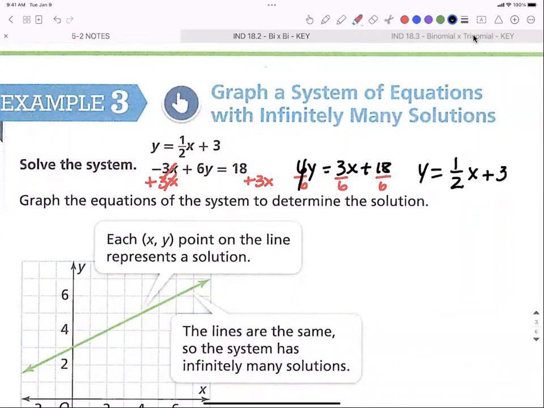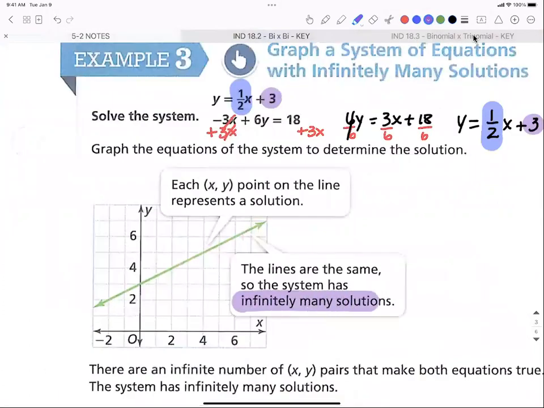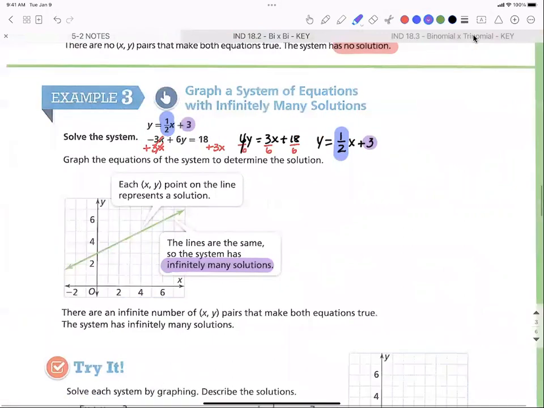Well, now you should notice, right? You've got slope of a half, slope of a half. You've got a b of 3 and a b of 3. So it would make sense that when we graph them both, you can't even tell the difference. They're both there, but they graph the same. And so that is why we get infinitely many. But in this assignment, you're going to be asked to actually graph them. So you do have to go that extra step and graph them. Okay.